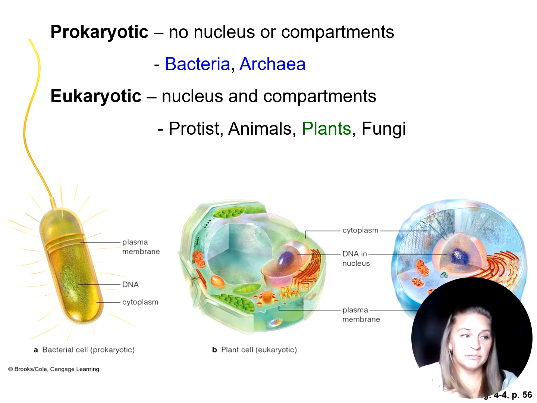Again, what I just said was that a prokaryotic cell has no nucleus or compartments. This is bacteria or archaea. And eukaryotic cells do have a membrane-bound nucleus and compartments. So examples of this would be protists, animals, plants.